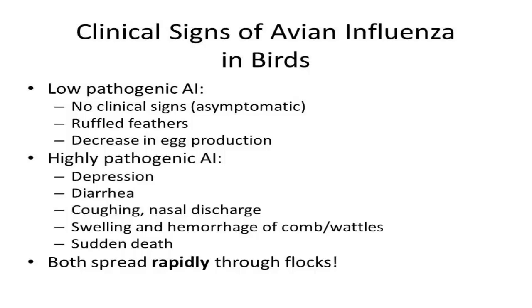It is important to note that both low and highly pathogenic avian influenza viruses spread very rapidly through flocks. With highly pathogenic avian influenza, sometimes the only clinical signs observed are severe illness and death within a short period of time.